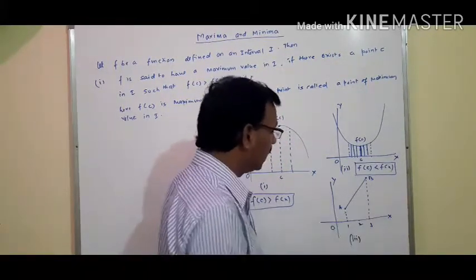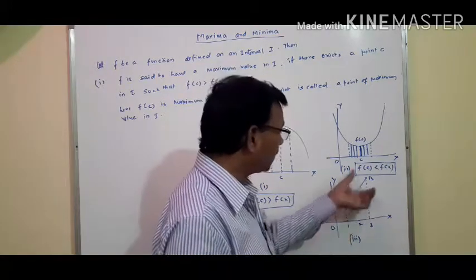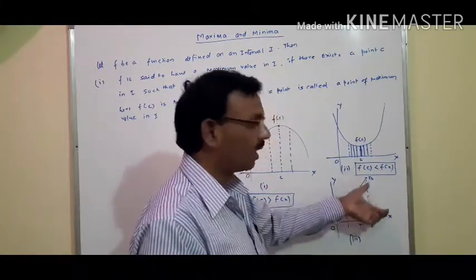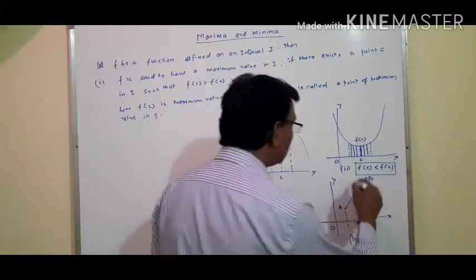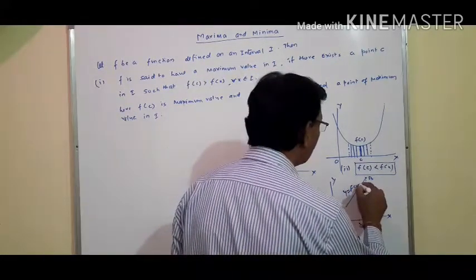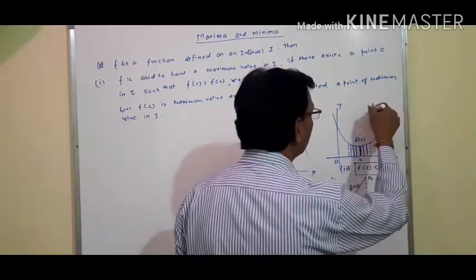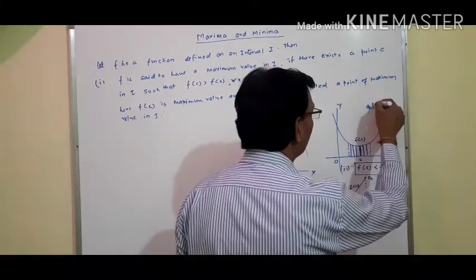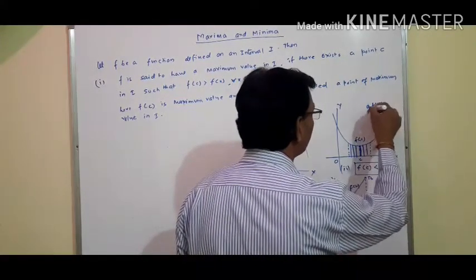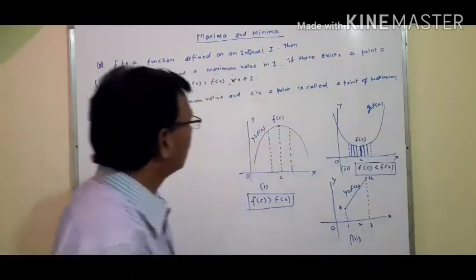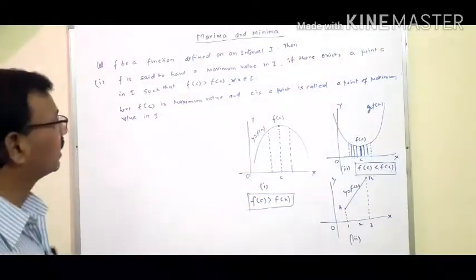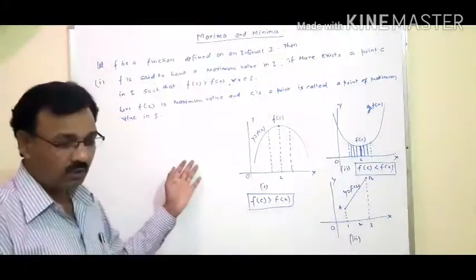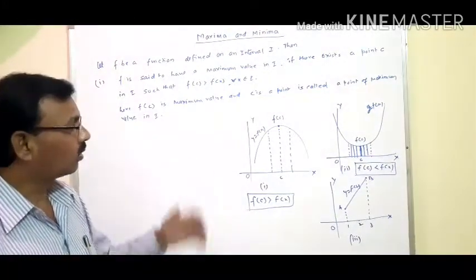So these are known as extremes. At the extremes, the value is either minimum or maximum. This graph is y equal to f of x, and this is also a graph of y equal to f of x. Now in the next video, we will discuss local maxima and local minima.